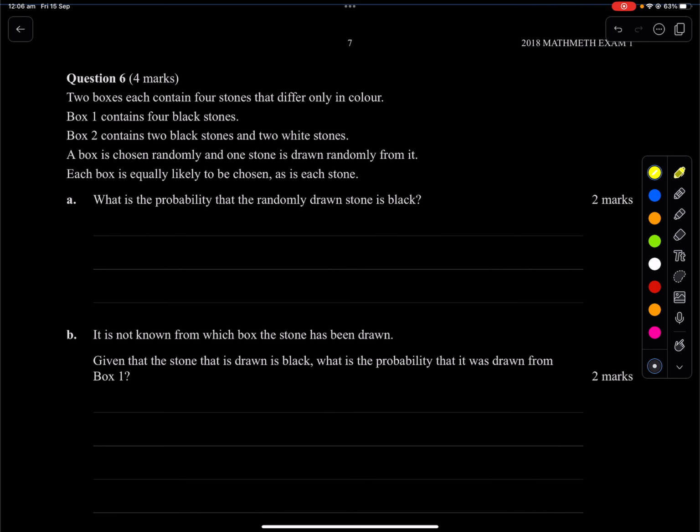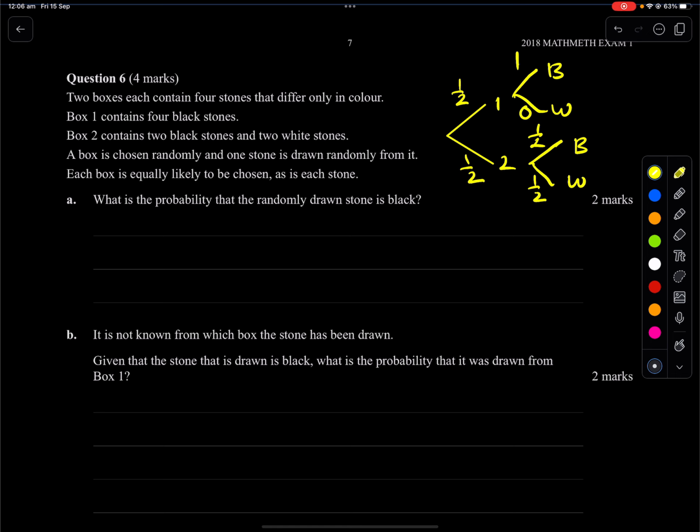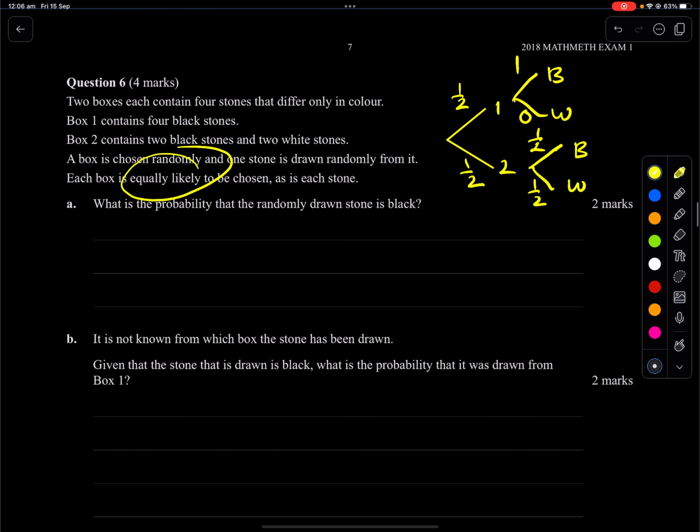So what I'm going to do is I'm going to draw a probability tree diagram, just the easiest. So we say this is box 1, 2, and probability of having black stones and white stones. Now we know that box 1 contains 4 black stones only, so the probability of success is just 1, whereas this is 0. Whereas box 2 contains 2 black stones and 2 white stones, so both have half. The probability of choosing box 1 and box 2 is half. Okay, it says equally likely.